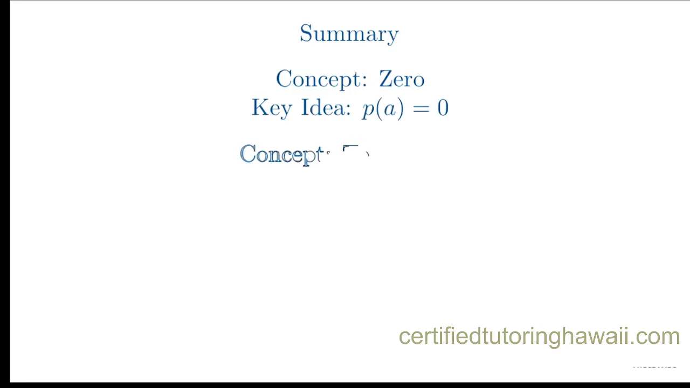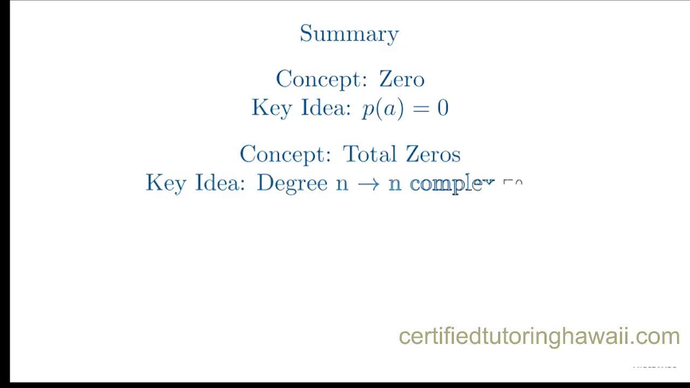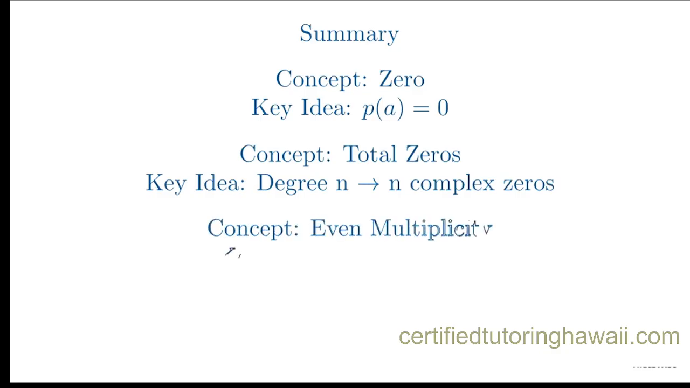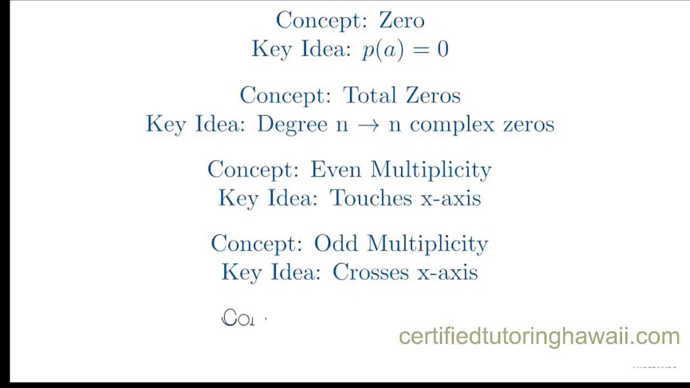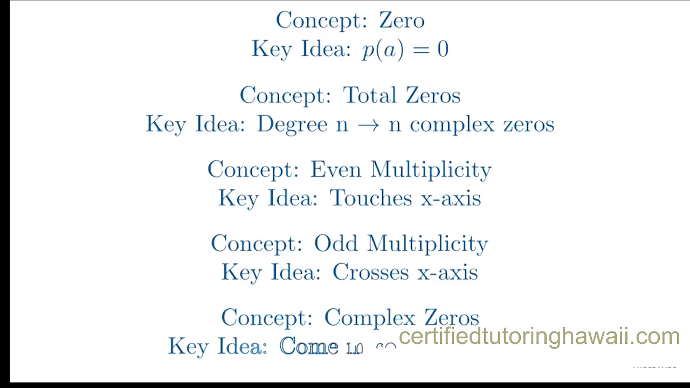First, we learned that zeros are the values a that make p of a equal to 0. Second, the total number of zeros a polynomial has is determined by its degree. A degree n polynomial has exactly n zeros. Third, we saw that the multiplicity of a real zero dictates the graph's behavior. Even multiplicity means the graph touches the x-axis, while odd multiplicity means it crosses the x-axis. Fourth, complex zeros always come in conjugate pairs, a plus bi and a minus bi, for polynomials with real coefficients.